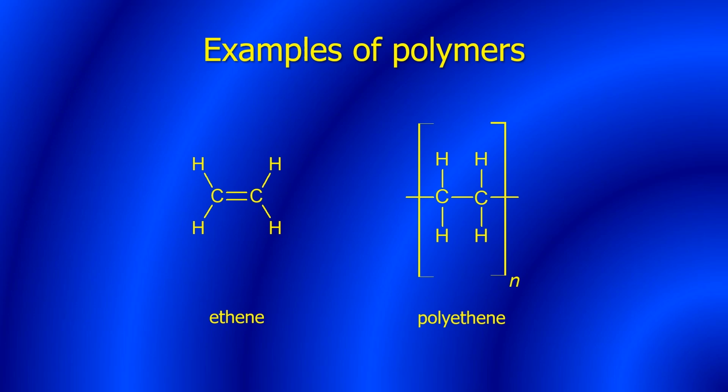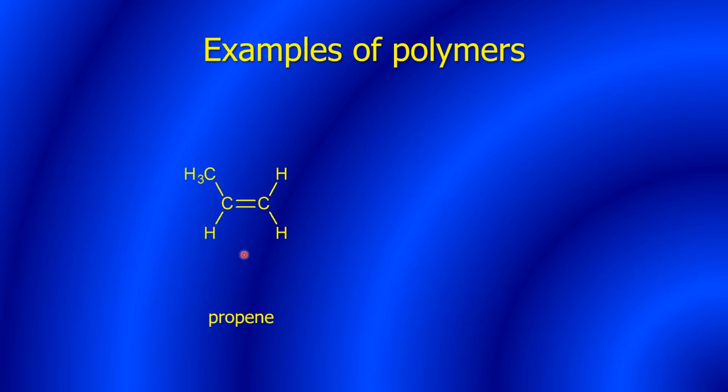So some other polymers. So here we've got the monomer propene with 3 carbons. What I'd like you to do is just to pause the video and see if you can draw the structure of the polymer and give the polymer its name.